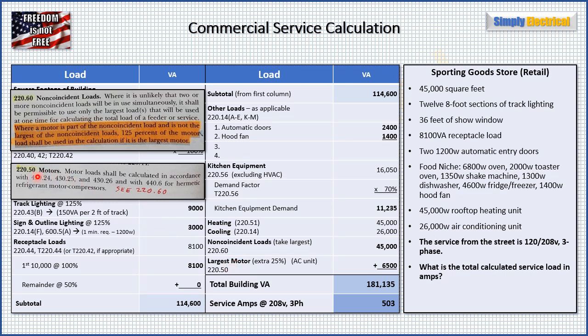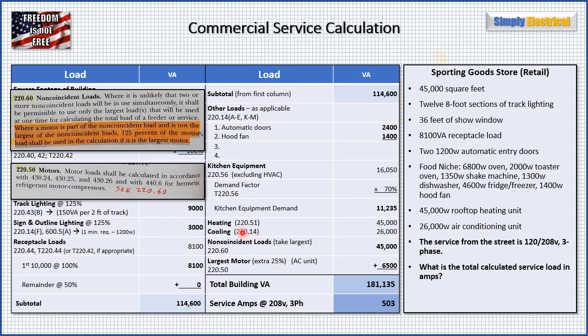220.50 says motors. Motor loads shall be calculated in accordance with 430.24, 25, and 26, and with 440.6 for hermetic refrigerant motor compressors. All right, so what that's telling us is in our entire calculation, out of all of our loads, we have to find the largest motor in the building. And then once we do, we have to take an extra 25% of that largest motor and put that value here.